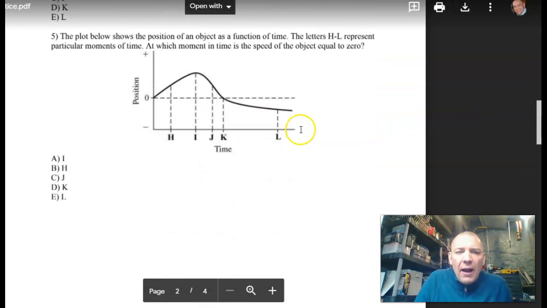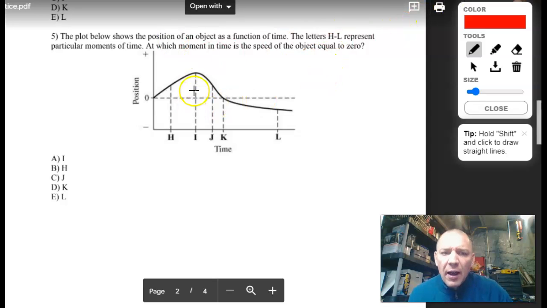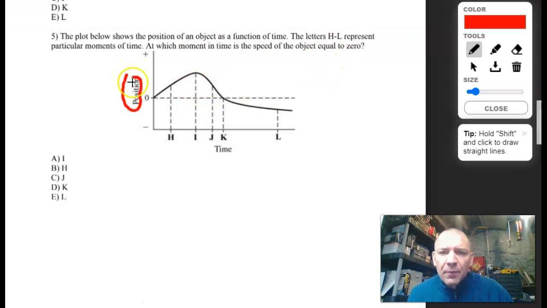On here with number 5. The plot below shows the position of an object. So again, we have position here. The letters H through L. At which moment in time is the speed equal to 0?